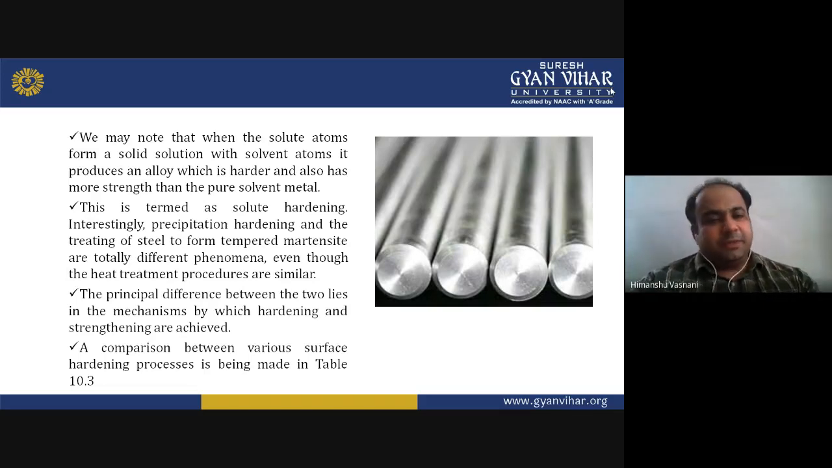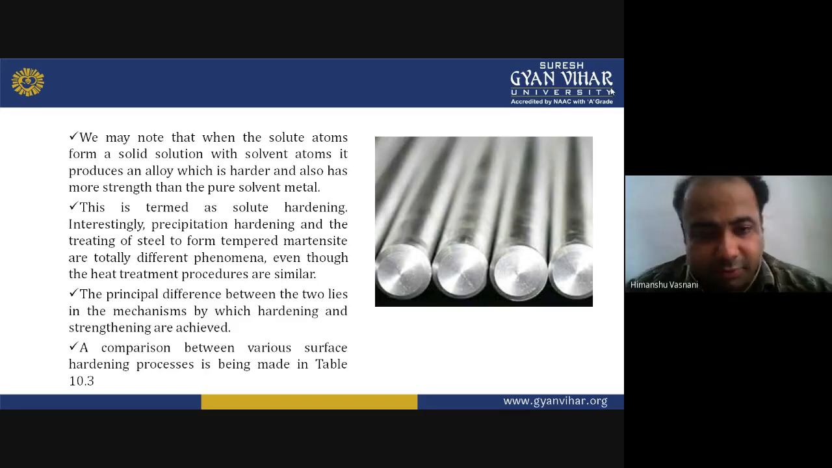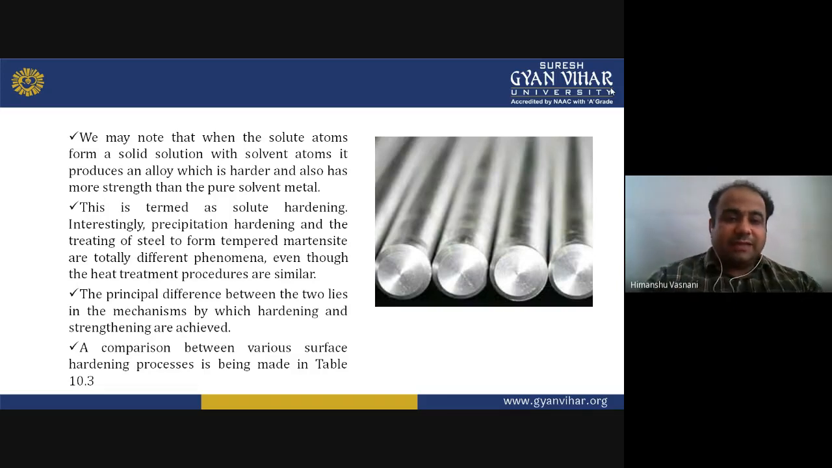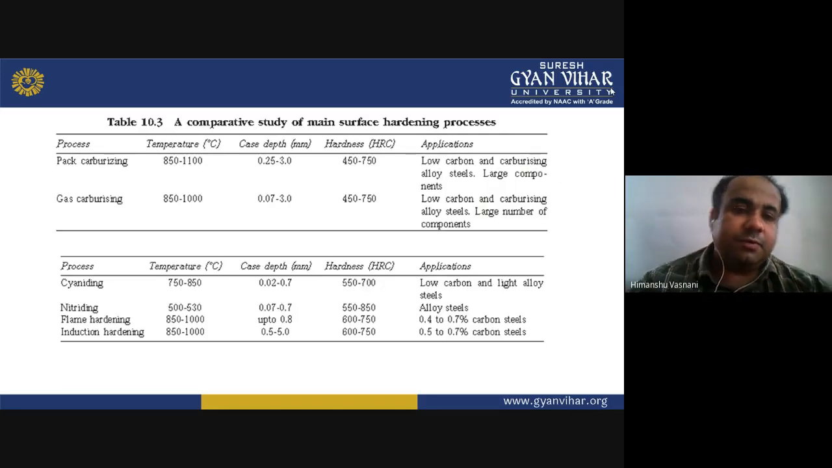Interestingly, precipitation hardening and the treating of steel to form tempered martensite are totally different phenomena. Even though the heat treatment procedures are similar, the principal difference between the two lies in the mechanism by which hardening and strengthening are achieved. A comparison between various surface hardening processes is made in Table 10.3.